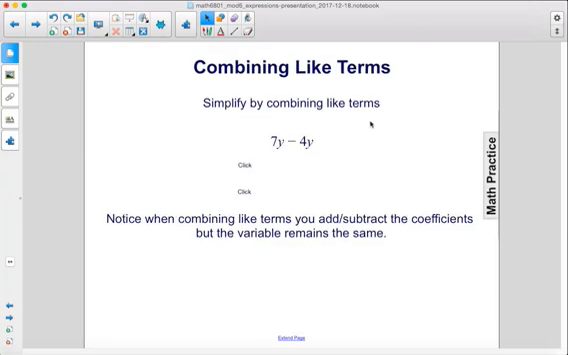Simplify by combining like terms. Alright, so these are like terms because they both have y to the first power. So you can factor out this y, and we're left with 7 minus 4. So that becomes 3y. 7y minus 4y, all you have to do is subtract the coefficients and you end up with 3y.